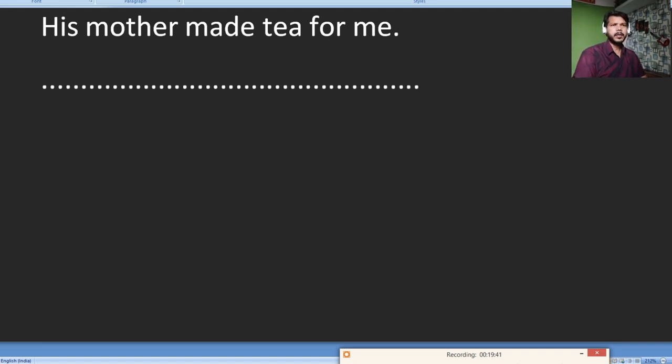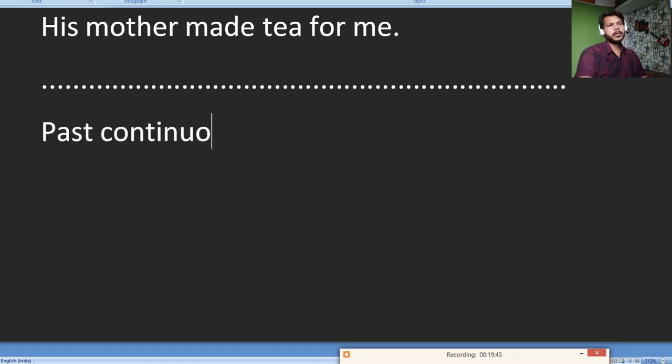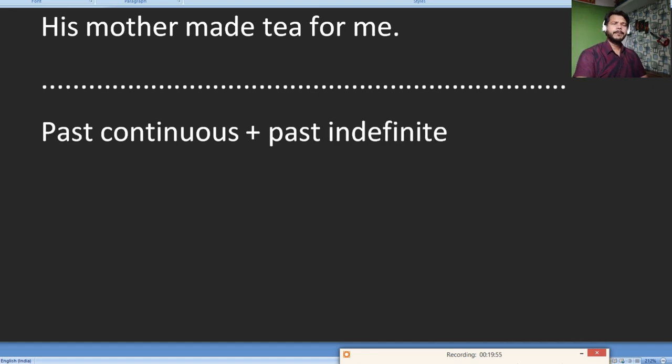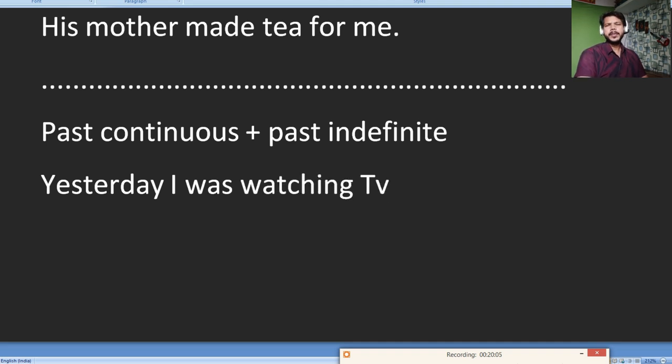So if you want, you can use past continuous plus past indefinite. How? First, you have to talk about any action which was already going on. If you say, yesterday, I was watching TV, it means, what do you want to say? You want to talk about yourself and what you were doing yesterday: you were watching TV. If you want, you can talk about a particular certain time as well, like yesterday around 5 o'clock, 10 o'clock.